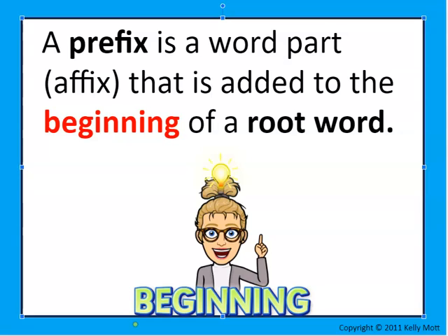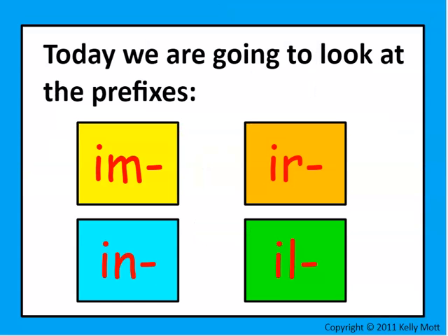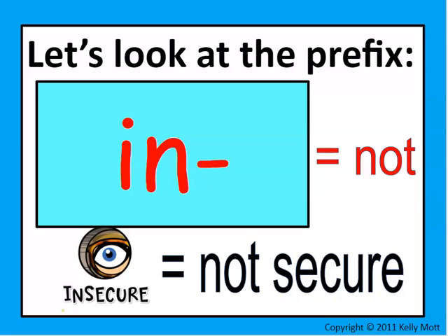Okay, so let's take a look at the ones that we're going to look at for this week. So we're going to look at the prefixes im, in, and il. So let's go ahead and get started. Let's look at the prefix in. So all of our prefixes this week are going to equal not. So if we put in at the beginning of the word, it would mean not. So if I said I was insecure, that would mean I am not secure with something. Okay, that means that I might be nervous about it or unsure of doing it.